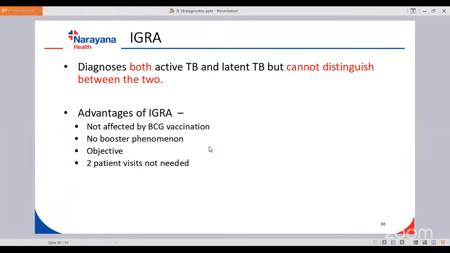But importantly, the biggest disadvantage of an IGRA test or a TB Gold test, as I have told earlier, is that one-third of the Indian population will be IGRA test positive. Let's get this very clear. One-third of us are going to be TB Gold positive, and that is no indication to start therapy. What are the advantages of IGRA? It is not affected by BCG vaccination. It's very objective, so induration, redness, how it was measured, all that is out. And two patient visits are not needed.